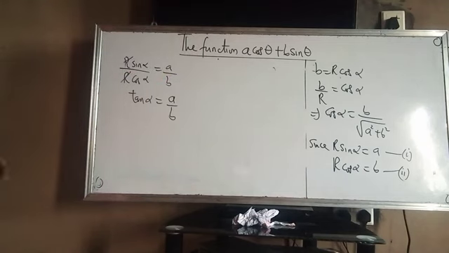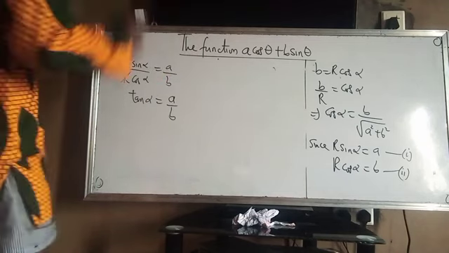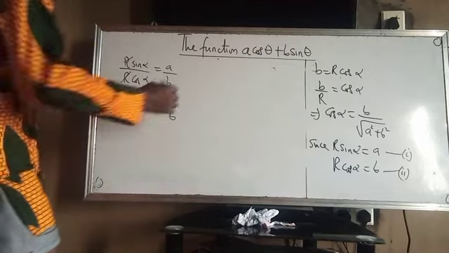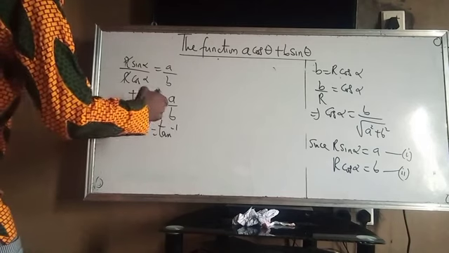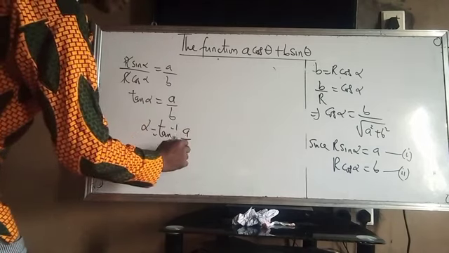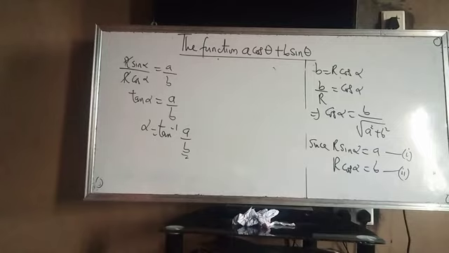Now tan alpha is equal to a all over b. How do we get alpha, which I told you about the other time? So alpha will now be equal to arctan, that is tan inverse of a all over b. So that is the value of our alpha.